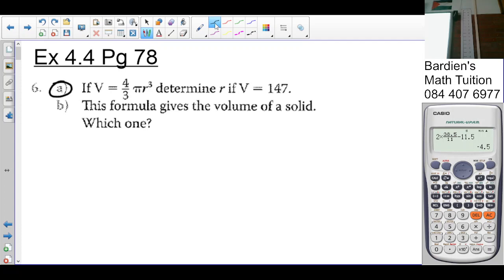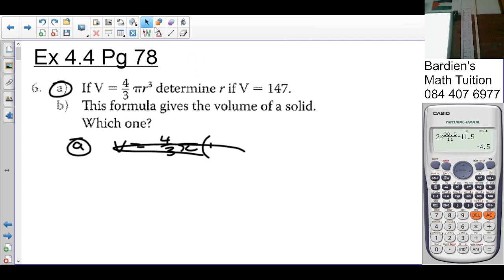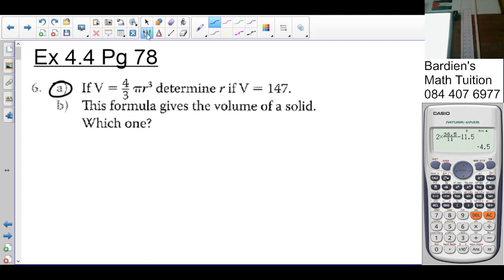And the second part of the question says, evaluate A or determine the value of A, if S is equal to 38.5, n is 11 and L is 11.5. So A is equal to 2 times S, which is 38.5, over n, which is 11, minus L, which is 11.5. So you put that in your calculator, 2 times 38.5, over 11, minus 11.5. That gives us negative 4.5.